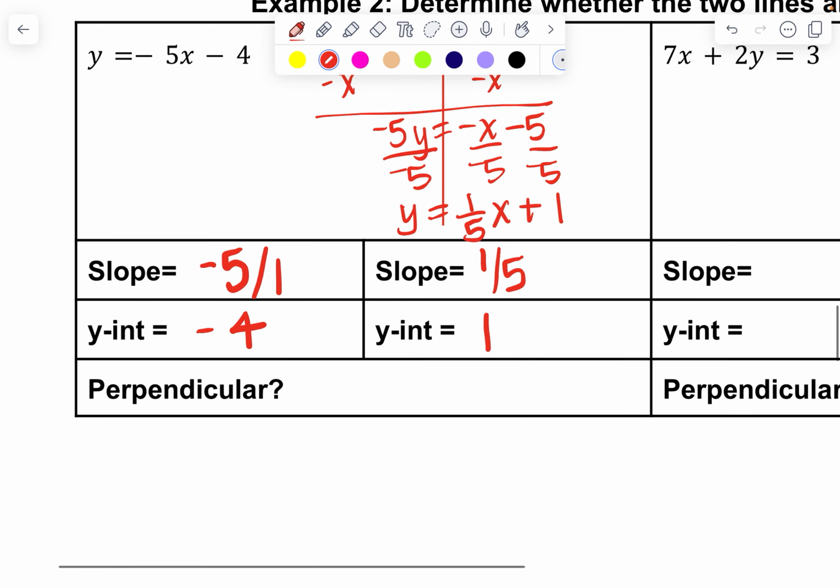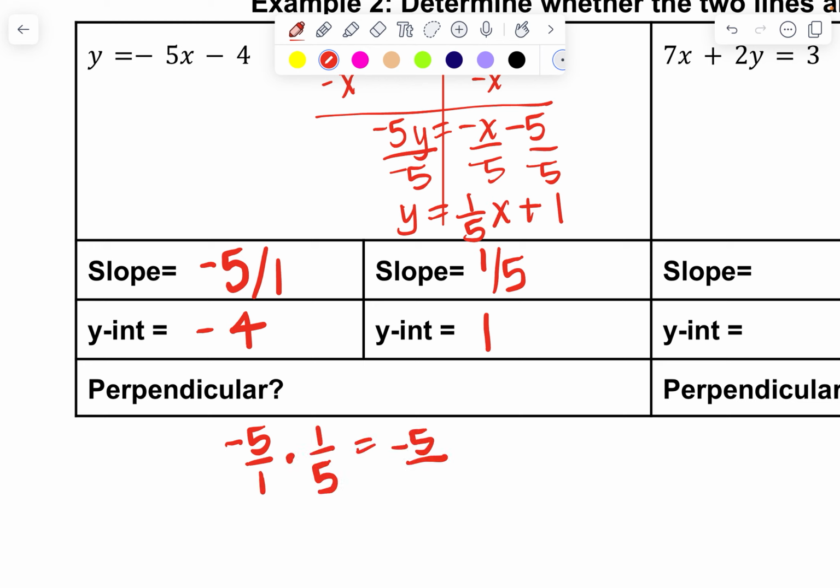I know something's a reciprocal of each other because if I multiply them together, I'd get negative 1. So negative 5 over 1 times 1 over 5 is negative 5 over 5. So yes, those are opposite reciprocals, and yes, these lines are perpendicular.